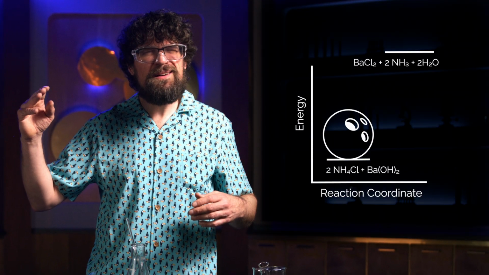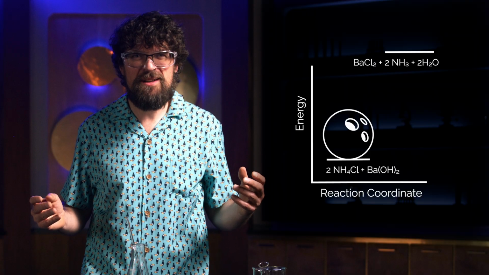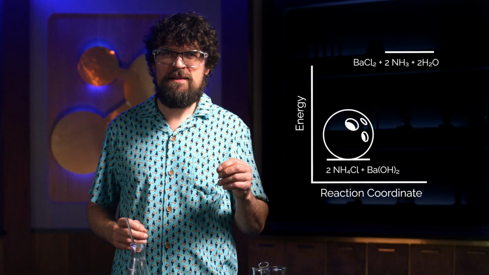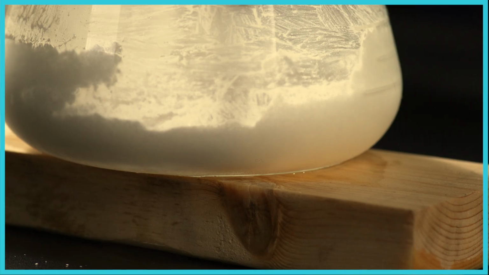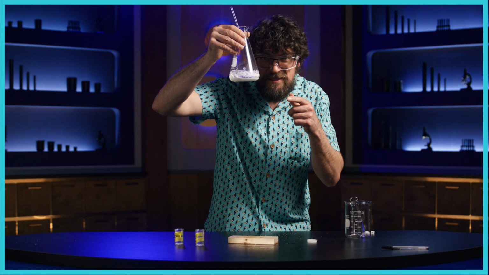But wait, what causes this to happen? Why would a chemical reaction move up a chemical potential hill? What's driving this reaction? Because it's not enthalpy. Let's recap where we're at. In the first demonstration, the reactants moved and formed lower energy products. In the second demonstration, reactants formed higher energy products.